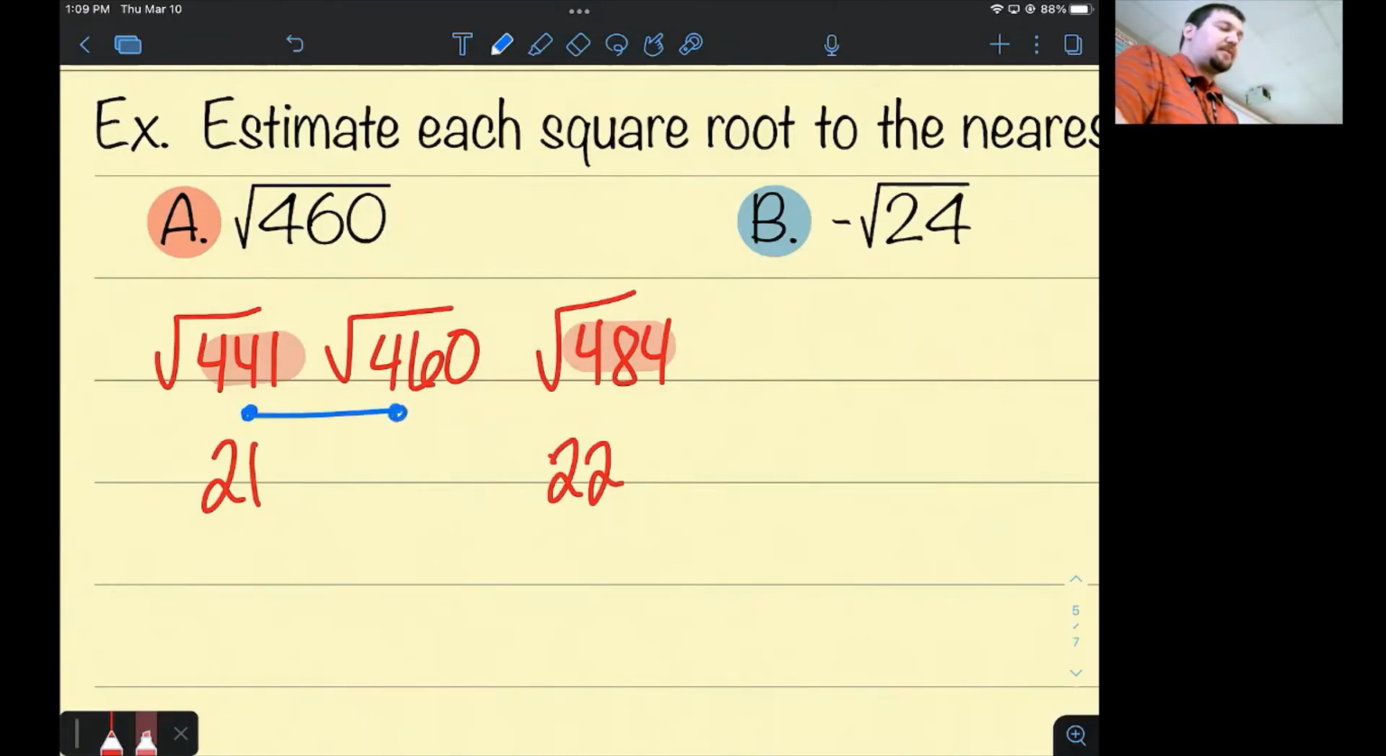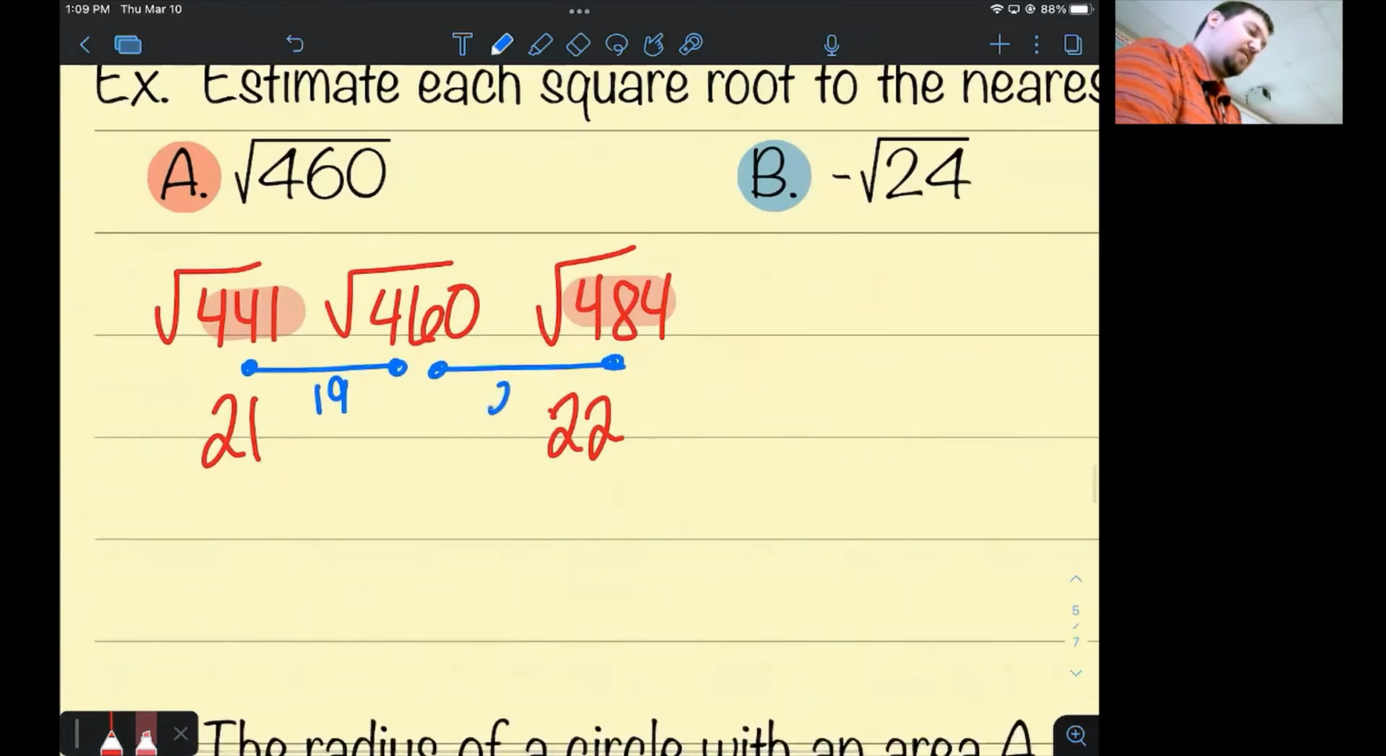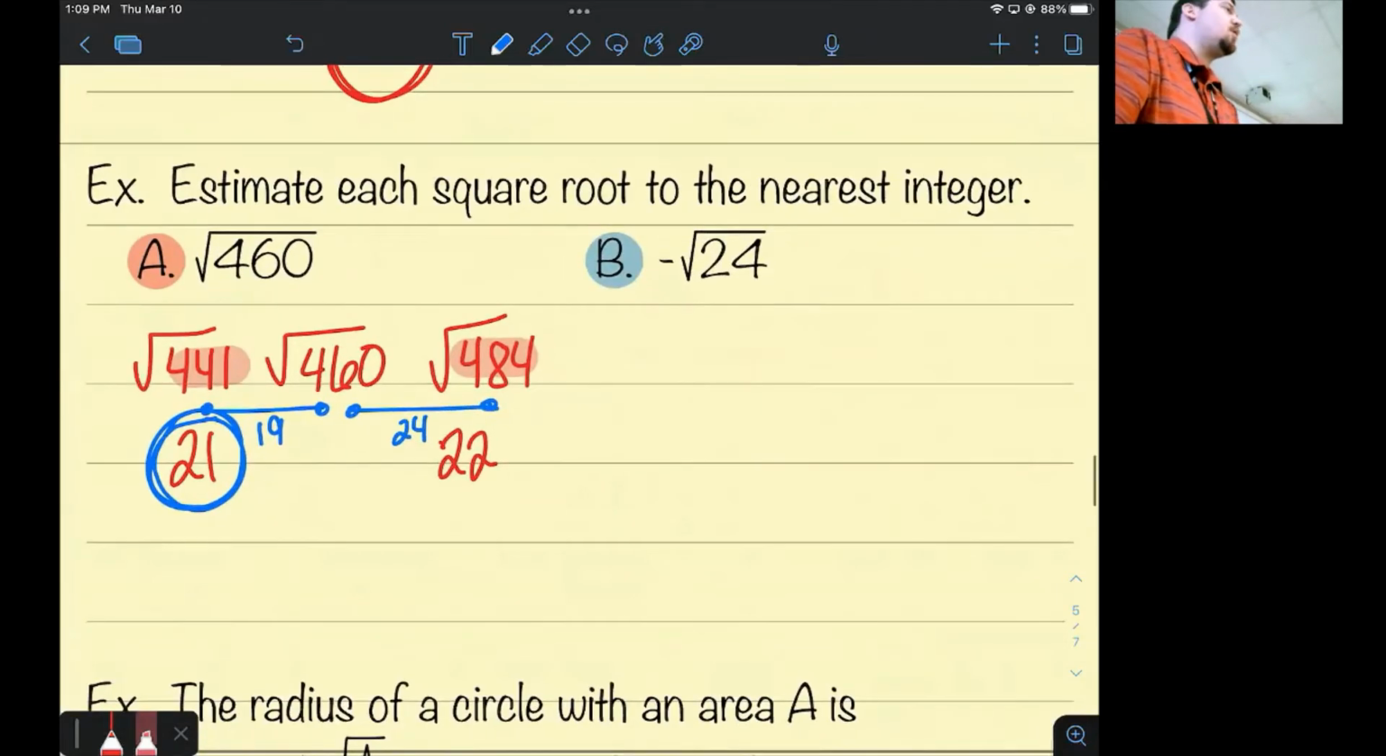Okay, cool. So what's the distance between 441 and 460? While you're working on that, 19, okay. Oliver, can you tell me the distance between 460 and 484? 24. All right, so Oliver, is it closer to 441 or is it closer to 484? So is it closer to 21 or 22? 21, yeah. So which integer is it closest to? We'd say 21. See how that's done? Got to know your perfect squares and then figure out which one it's closest to.